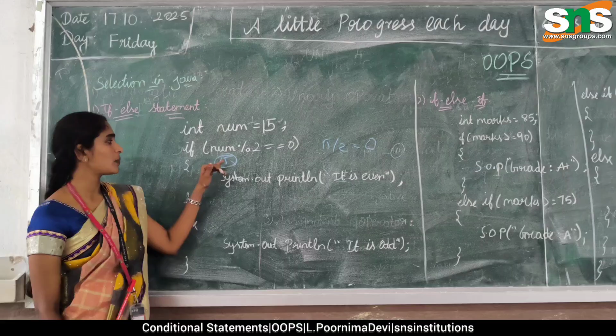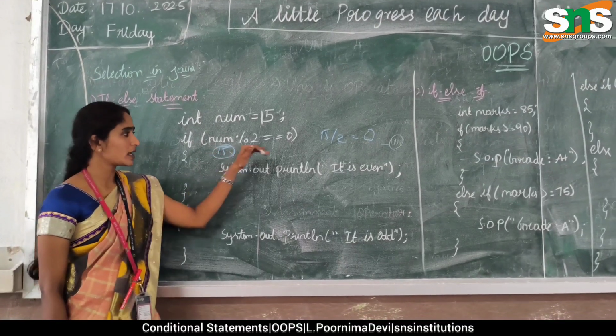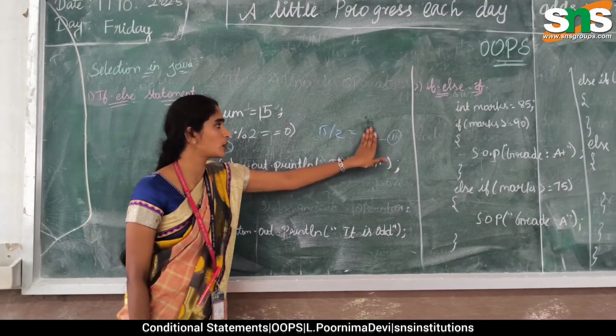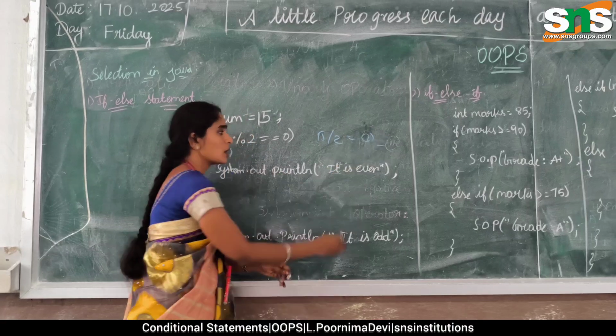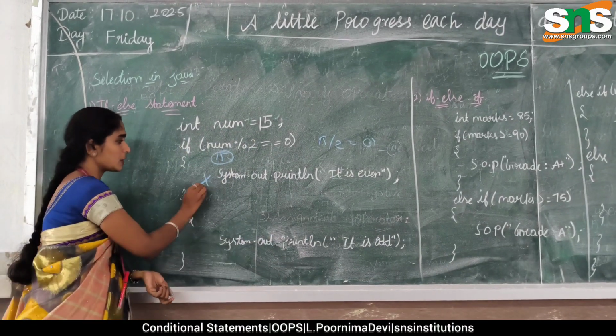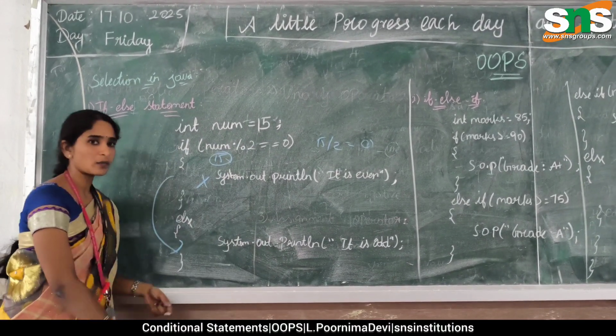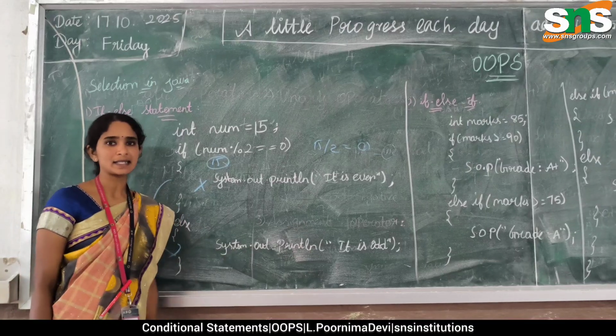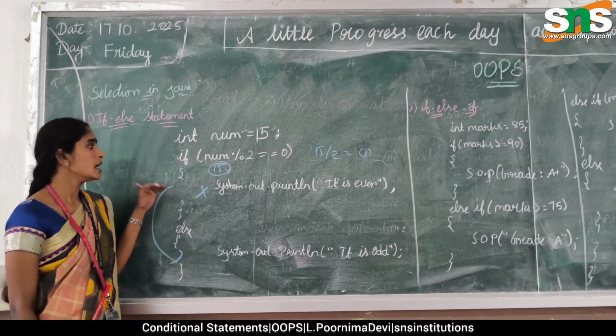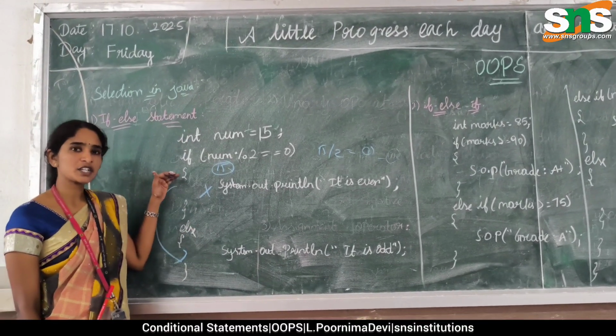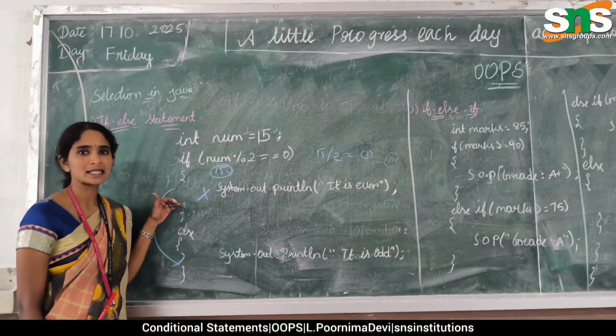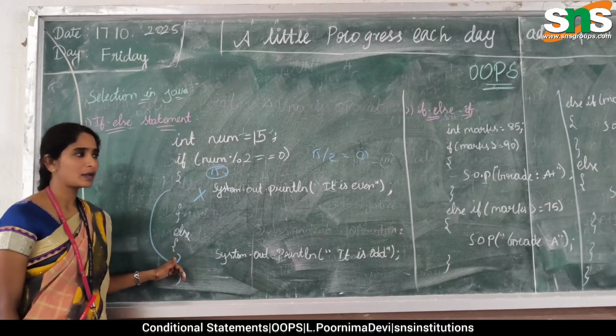In this example, the number is 50. It is divisible by 2, so the remainder is 0. Had the remainder been 1, this part would not be executed, and otherwise the else part would be executed, with the output that it is odd. So this is the if else condition. If the condition is satisfied, the particular block is executed. Otherwise, the else part will be executed.